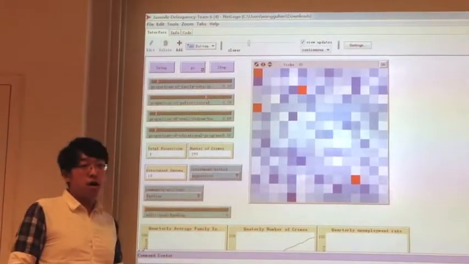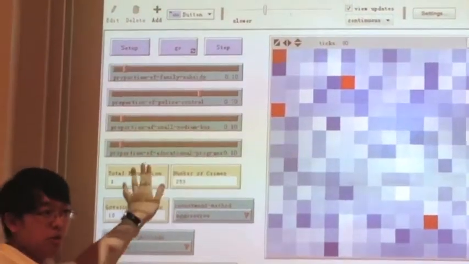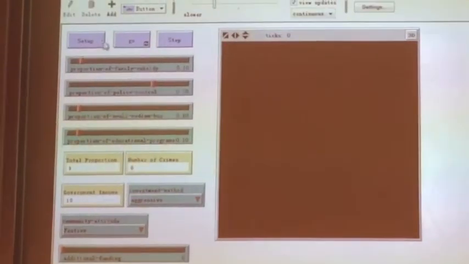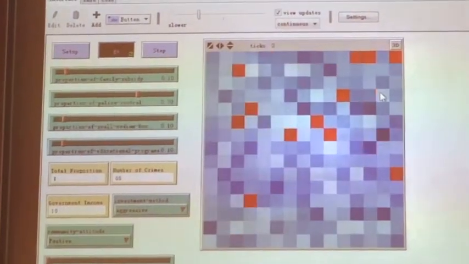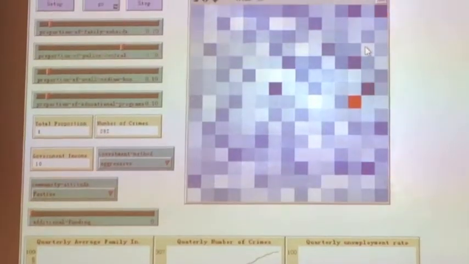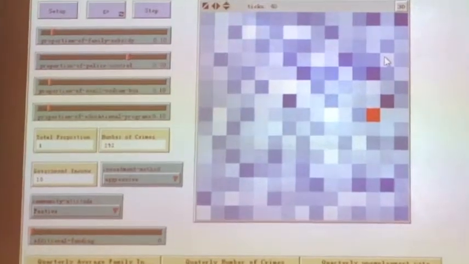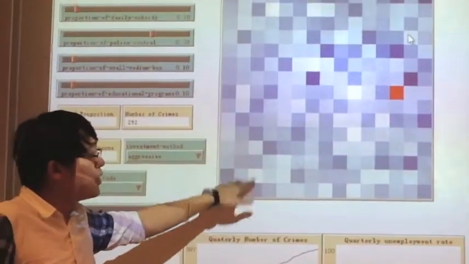So in our model, you can actually play around with these and change the numbers if you want. So I click setup, I click go. As you can see, actually the color changes. It's kind of pretty. Okay, we only run 40 times. Each time represents a quarter of the year. So the time span for this one is 10 years.